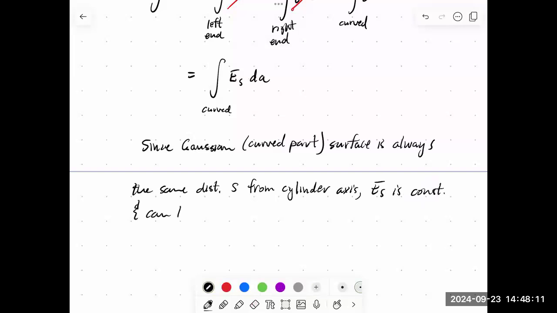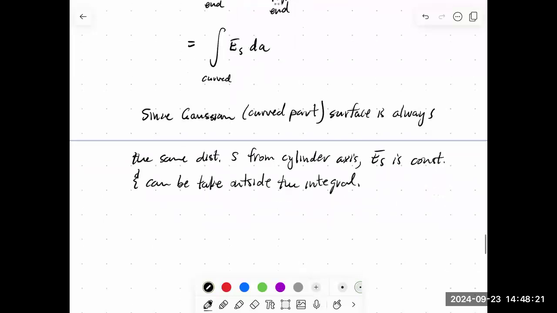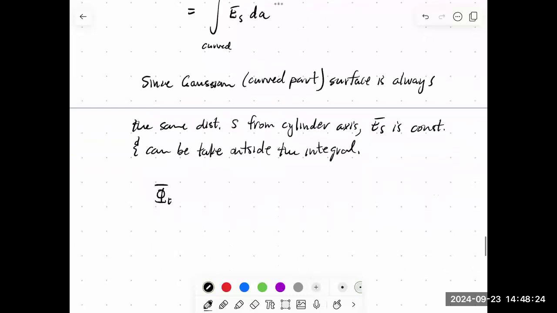And can be taken outside the integral. Okay, so that means our calculation of the flux is boiled down to just being the S component, which is the only non-zero component, times the integral of dA over the curved surface. But now the integral of dA is just the area of the curved surface.